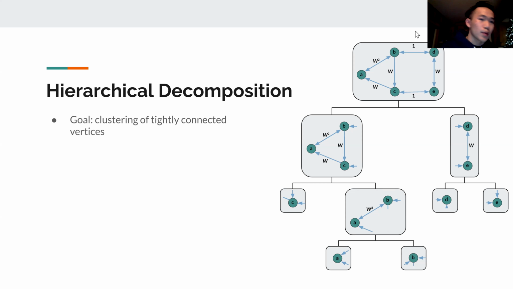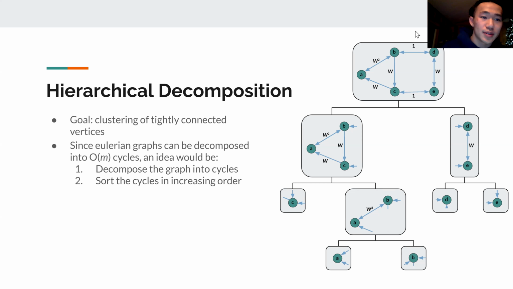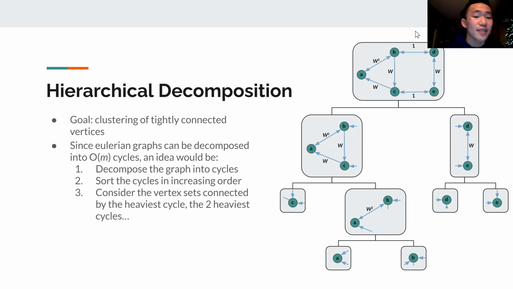So then here's what we want to get, but how are we going to go about getting it? The property about Eulerian graphs is that in general, we can decompose these Eulerian graphs into at most M cycles, where M is the number of edges. And when we do this, then we can imagine maybe we can try to get our decomposition by doing the following. We first decompose our graph into cycles, and then we can sort these cycles by decreasing weight. But once we have these cycles sorted, then we can take the heaviest cycle and ask what vertices are connected by that.